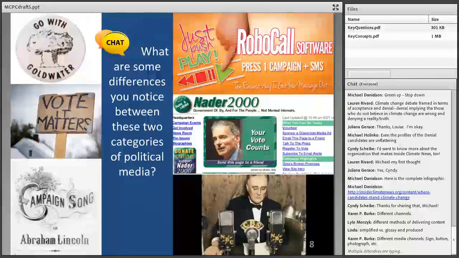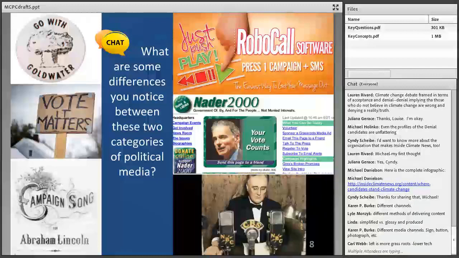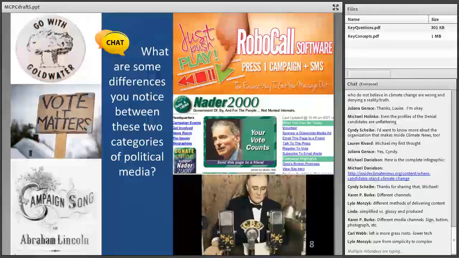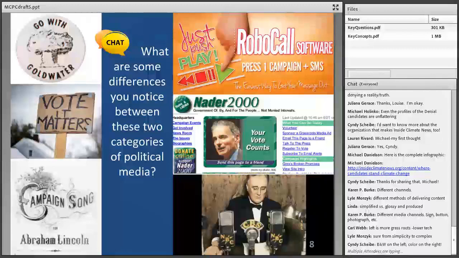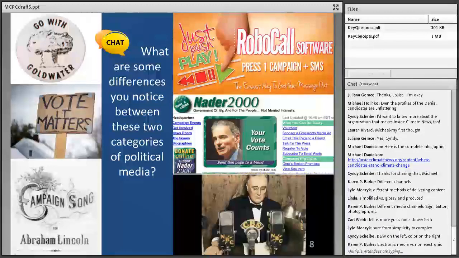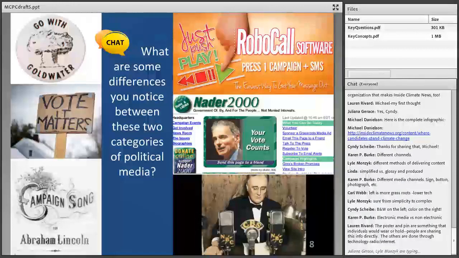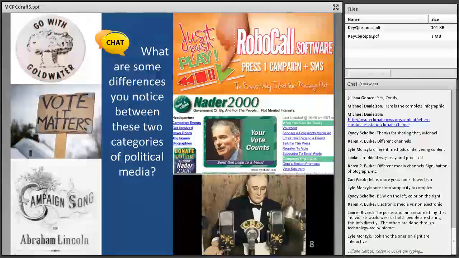Just some of the differences. More grassroots, lower tech. An opportunity to talk about media as not only created necessarily by people with millions of dollars to spend and vast teams, but also something that could happen in a living room or around a table together. From simple to complex, black and white to color, electronic, non-electronic.